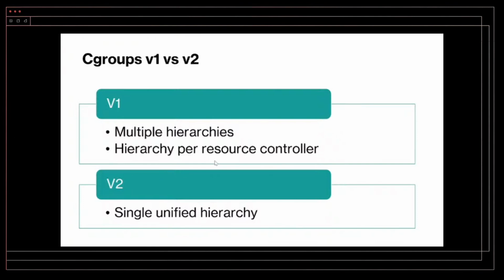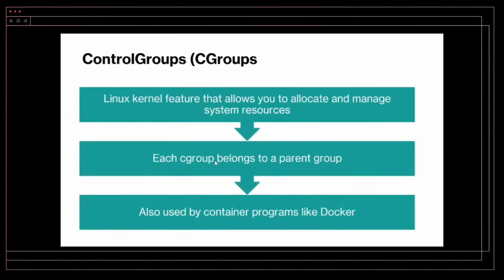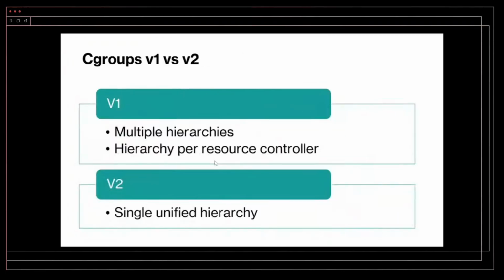Okay. What are the differences between C groups V1 and V2? Major difference: V1 follows a multiple hierarchy structure, while V2 follows a single unified hierarchy. What are these hierarchies? As I mentioned before, C groups follow a structure where they have a parent group and then child groups. So it's a hierarchical structure. In V1, hierarchy is done per resource controller. In V2, it's a single unified hierarchy.